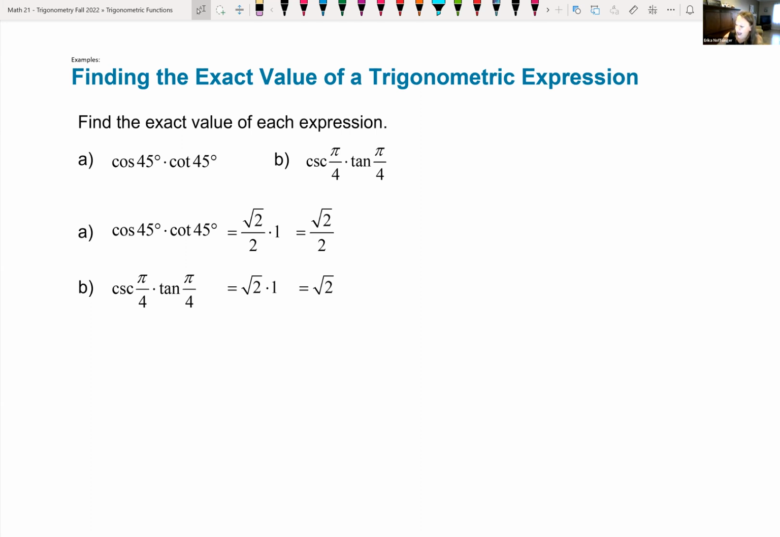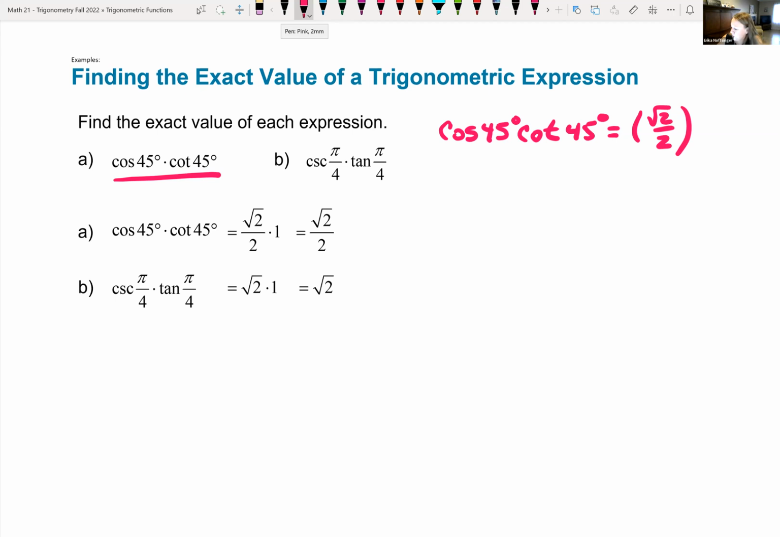So for A, we have cosine of 45 degrees times cotangent of 45 degrees. Cosine of 45 degrees, we just saw that was root 2 over 2. And we saw that cotangent of 45 degrees was 1. So this is root 2 over 2, all times 1, which gives us back root 2 over 2.